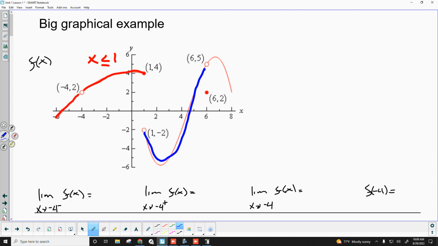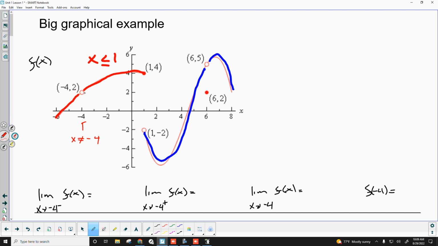All right, ready, guys? Here's the way we could think about it. This piece is used for all x's that are less than or equal to 1. You see that point at 1, 4? That's telling me I'm using that piece at 1. But I can't plug in negative 4. If I plug in negative 4, I don't have a value.